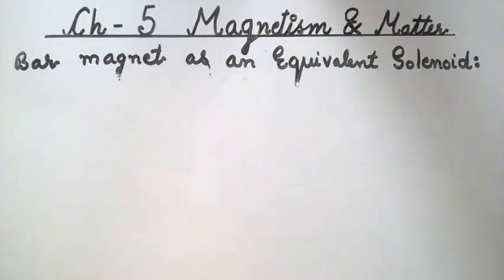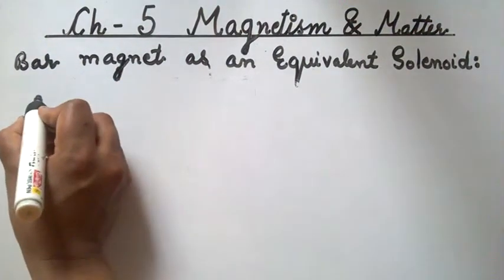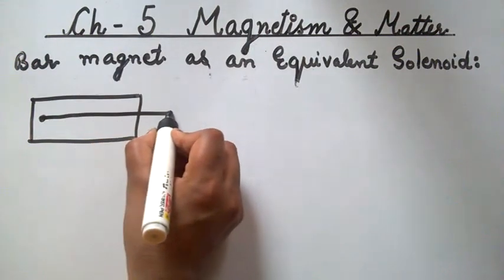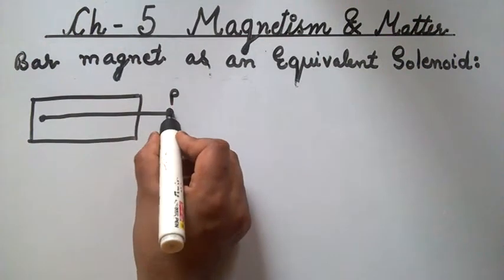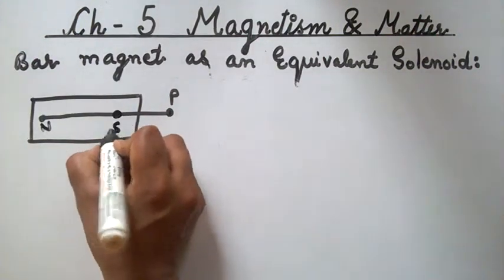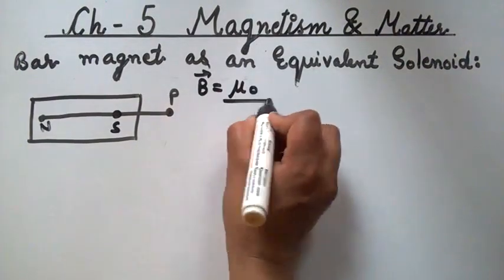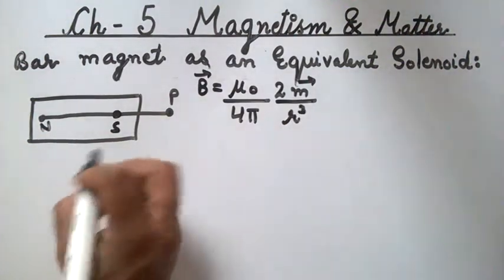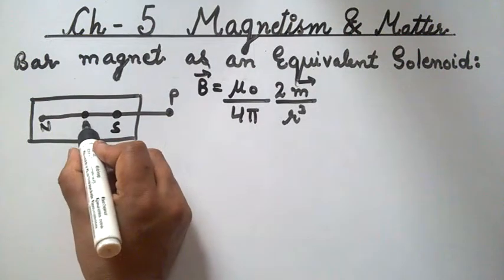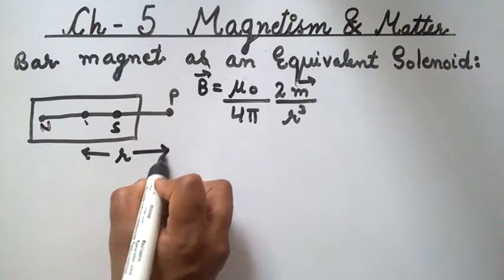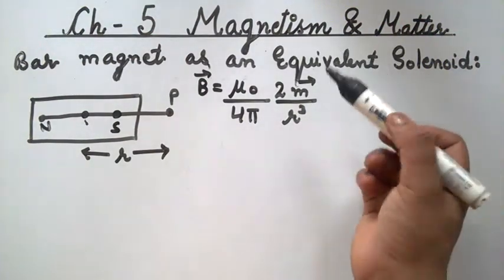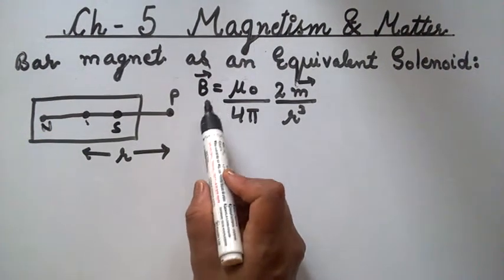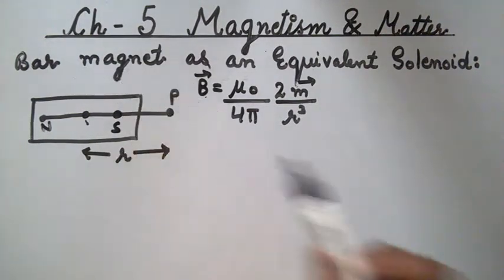by a simple derivation. The magnetic field produced by a bar magnet at point P on the axis is given by mu naught by 4 pi into 2 magnetic dipole moment by r cube, where r is the distance from the center of the magnetic axis to point P. Now here we will derive the value of magnetic field on the axis at point P and see whether it is equal to the value of magnetic field produced by a bar magnet.